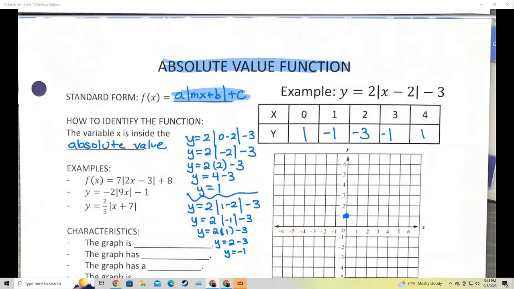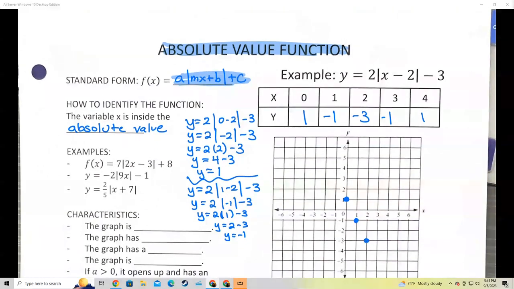Let's go ahead and plot those values. I already got 0, comma 1. That one's done. 1, comma negative 1 is down here. 2, comma negative 3 is down here. 3, comma negative 1 is here. And 4, comma 1 is here.